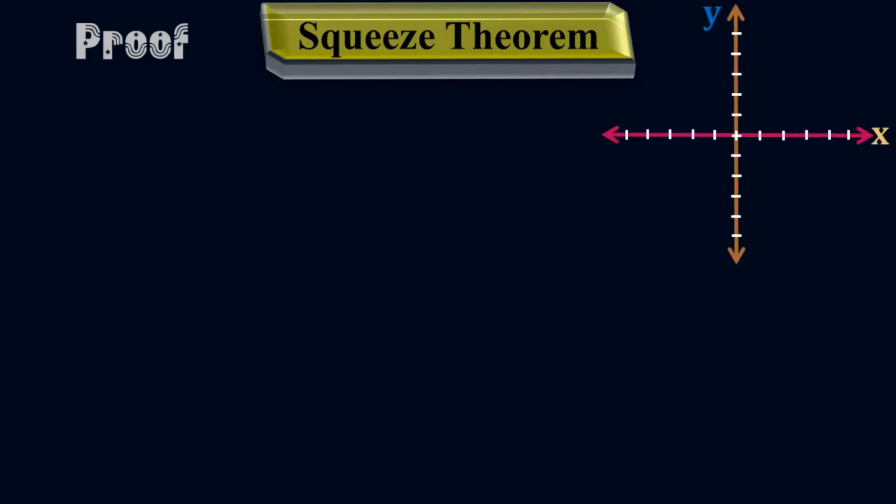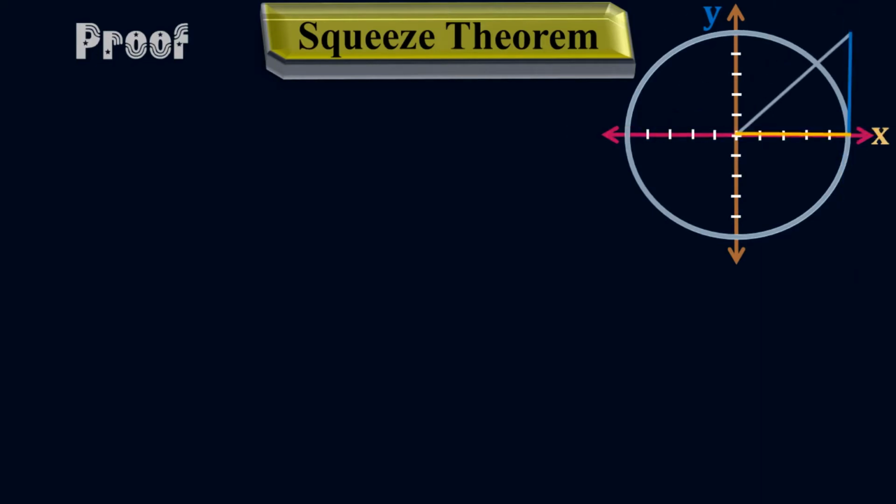Let me take the XY plane here. This is my circle. Let me make a triangle here. So this is my radius R. Here is my theta. This is my A. This is my O. Here is my B. This is my C. I have a circle. I want to prove the Squeeze theorem graphically and mathematically. For that reason, I took the XY plane. I have a circle, and then I made a triangle here.